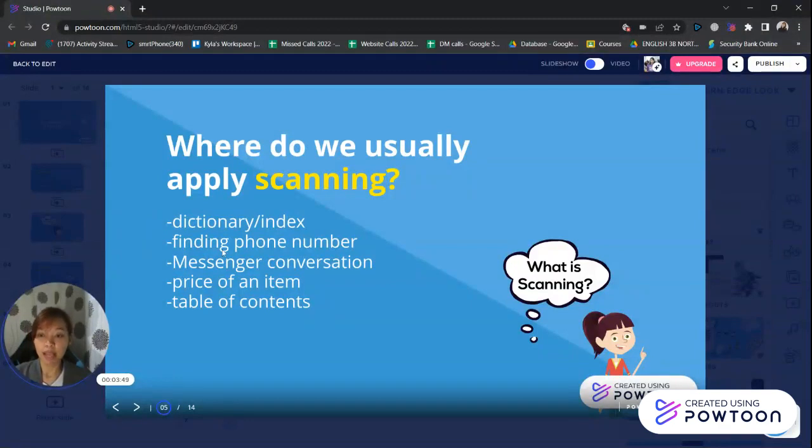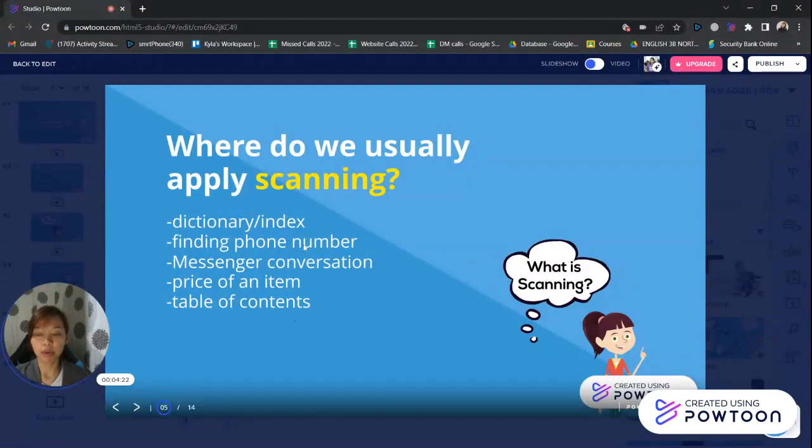Another example is the price of an item. I'm not sure if you have experienced buying from Avon, if you have Avon brochures, or any catalogs or magazines. You just have to flip the pages of the magazine, catalogs, or brochures, and right there you could find the price of the item that you're looking for. And the last example for scanning is a table of contents.